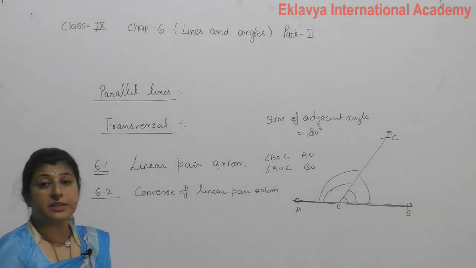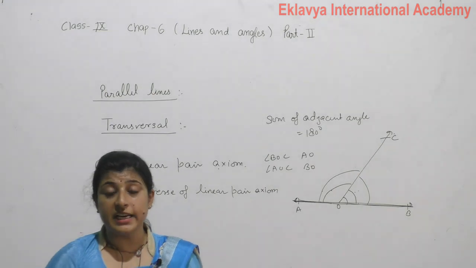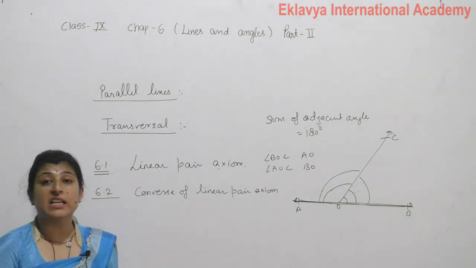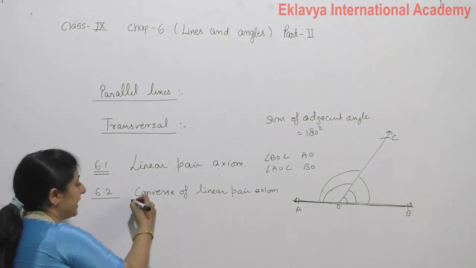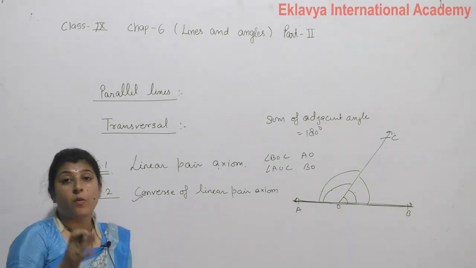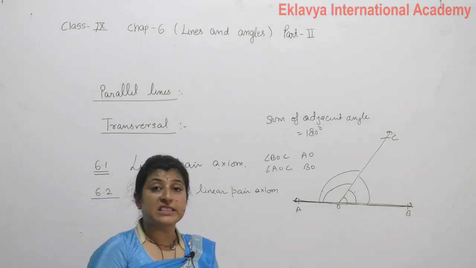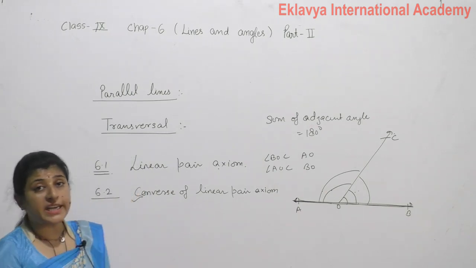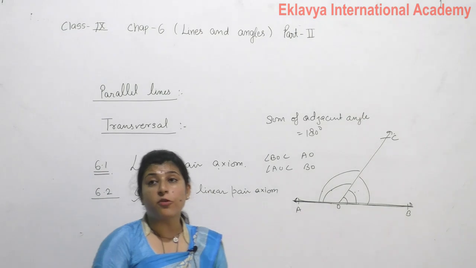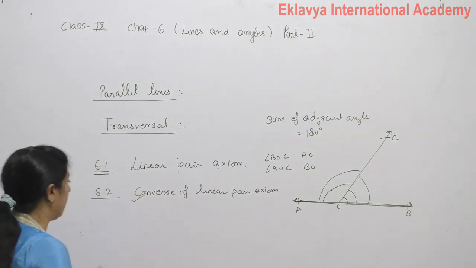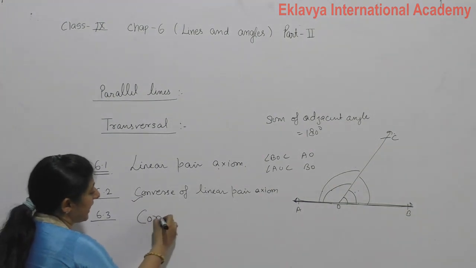The linear pair axiom statement is: when a ray stands on a line, the sum of adjacent angles is equal to 180 degrees, or supplementary. The converse of it: when the sum of adjacent angles is equal to 180 degrees, then the non-common arms form a line. The third axiom we studied is the corresponding angle axiom.